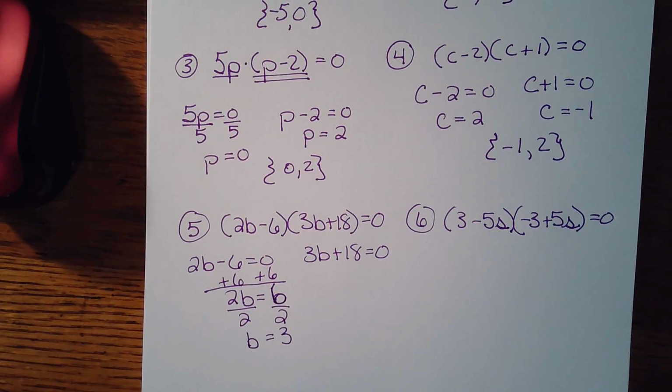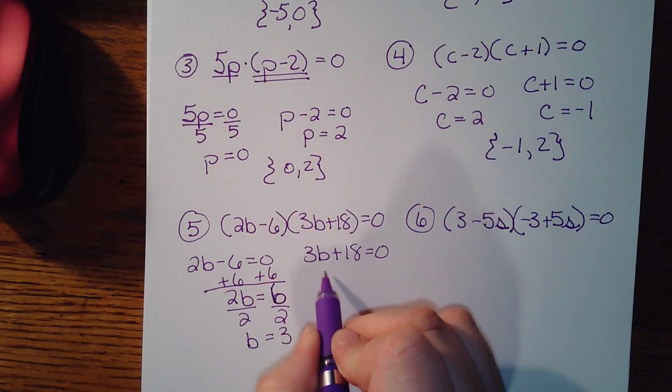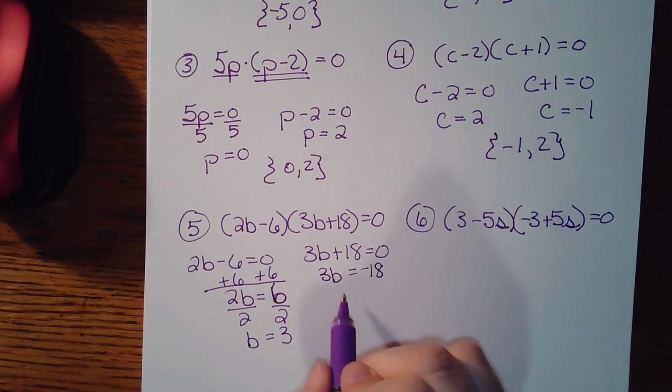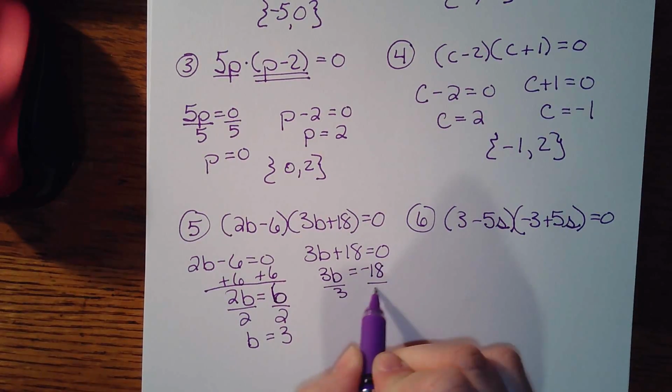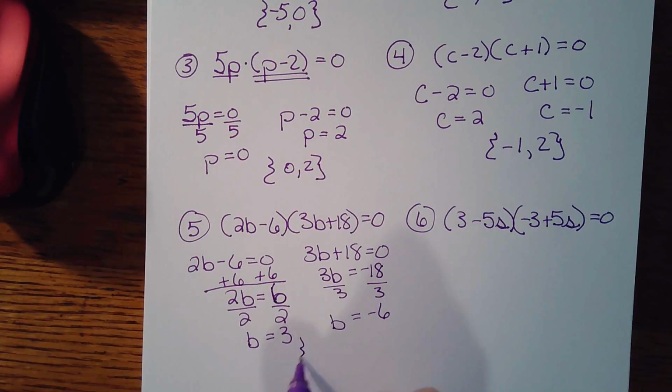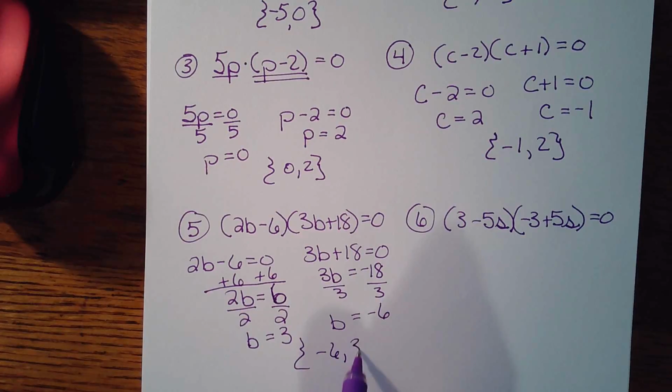So let's look at the second one. I'm going to subtract 18 across and then divide by 3. So this time b equals negative 6. So your answer is negative 6 and positive 3.